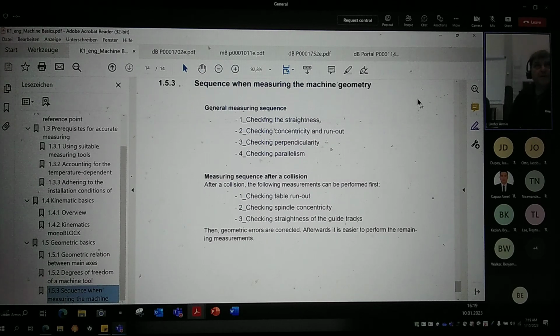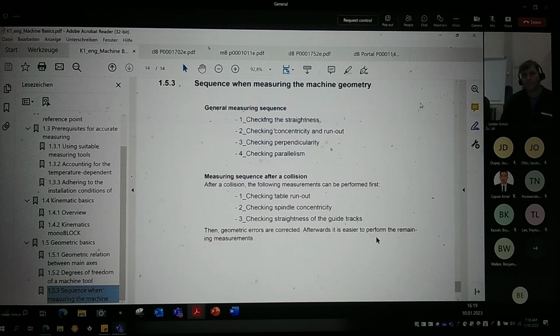So, the general measuring sequence: first check the straightness, then the concentricity and the runout, that means the middle bushing inside. Check the perpendicularity and check the parallelism. So that's the general measurement sequence. Measurement sequence after a collision: first, check the table runout. Check the spindle concentricity with the test mandrel, and then check the straightness of the guide tracks.